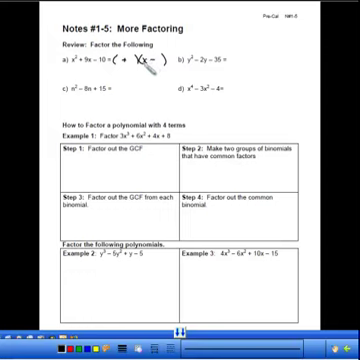The first term in each factor is going to be an x. And then we need factors that will multiply to be negative 10 and add to be positive 9. Well, we have 10 can be 10 times 1, 5 times 2. Okay, that's it for 10s.